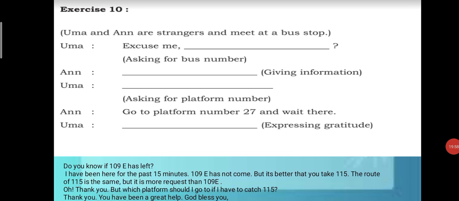So please do all these exercises in your course book. When you come next time, you need to bring your course book, because these exercises are very important when it comes to exams.